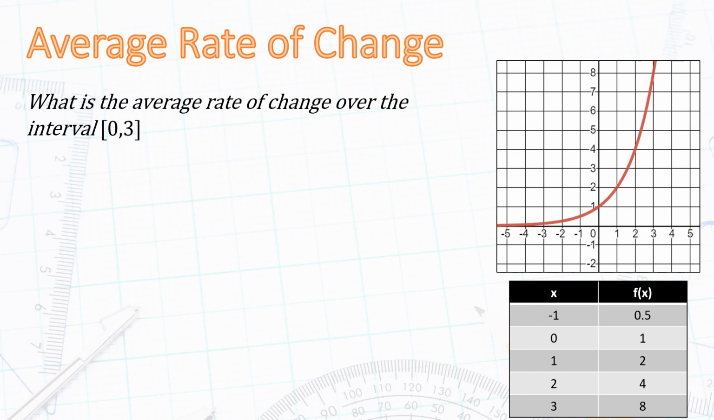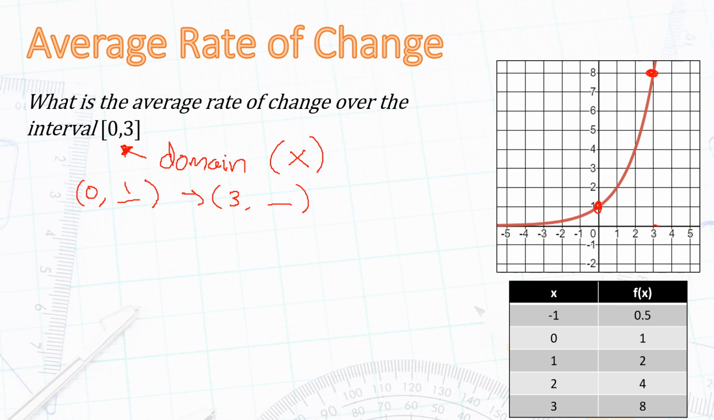Another way you'll be asked this question is you're given the graph or you're given the table. Not sure which one you'll be given, but you can do it with either of these and I'll show you. Interval 0, 3. If you're given an interval, guys, this is not a coordinate. This is referring to a domain interval. So x values. So from x equals 0, we don't know what the y value is at the moment, to x equals 3, don't know what the y value is. I have to fill in these blanks to get my 2 coordinates. So on the graph, you go to 0, you would say, okay, the y value is 1. At 3, the y value is 8.